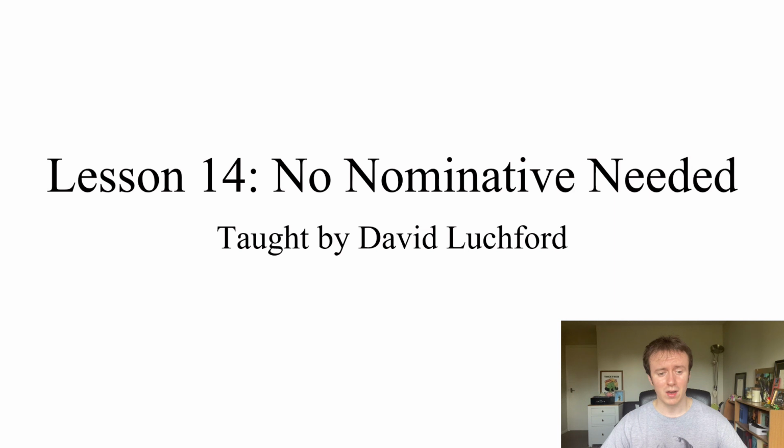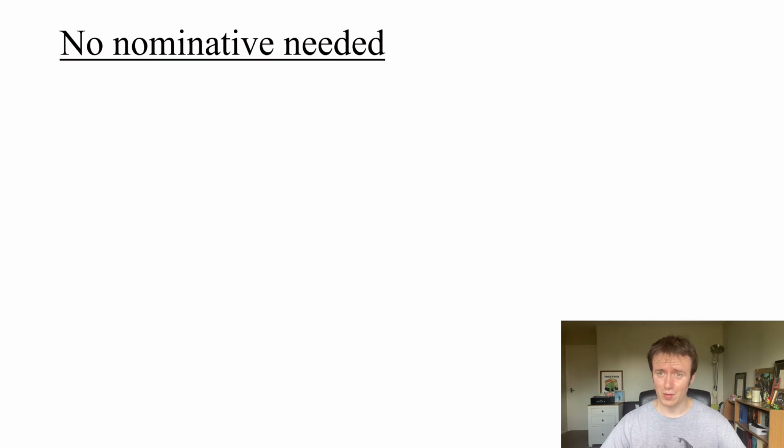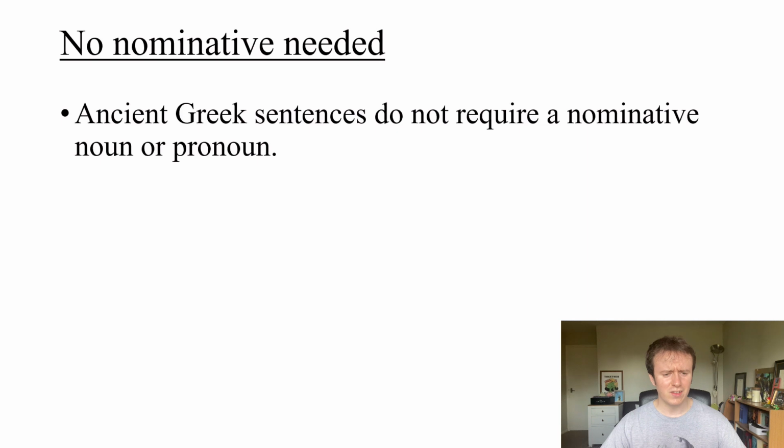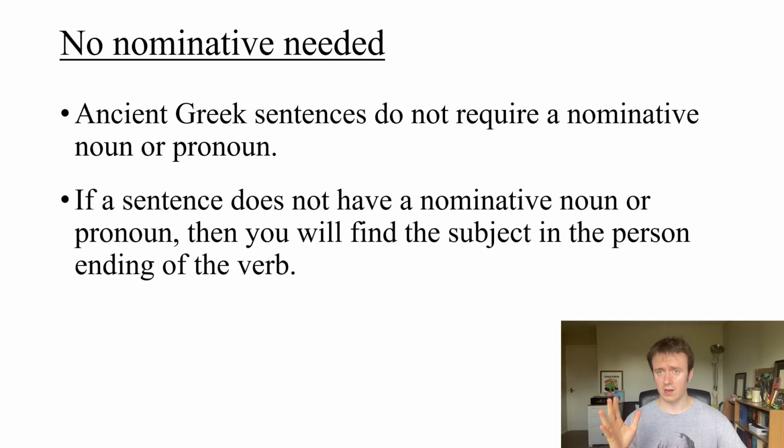So what do I mean by that? Well, the fact that I'm trying to get across to you in this lesson is that Ancient Greek sentences do not require a nominative noun or pronoun. That is to say, you don't need to have a nominative noun or pronoun in an Ancient Greek sentence. And if a sentence in Ancient Greek does not have a nominative noun or pronoun, then you will find the subject in the person ending of the verb. So if there is no nominative noun or pronoun, you have to look at the person ending of the verb, because that is exclusively where you will find the subject if there is no nominative noun or pronoun.